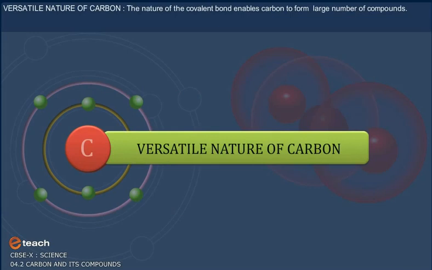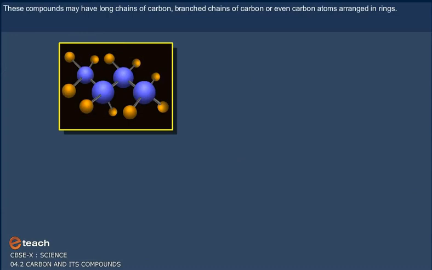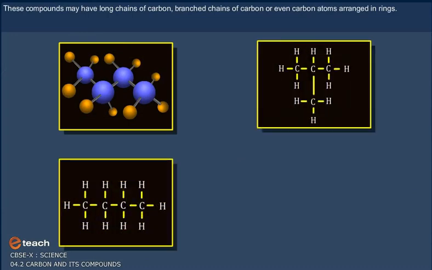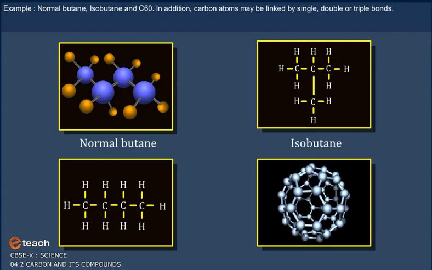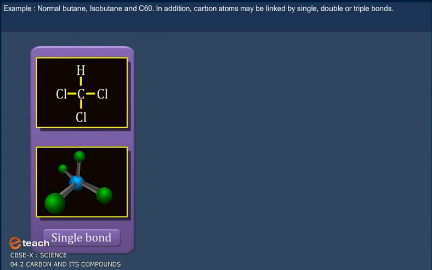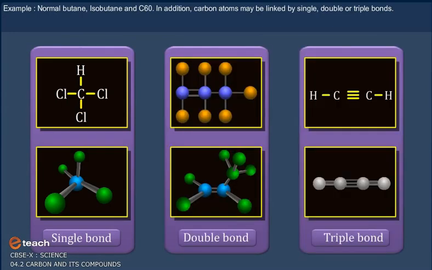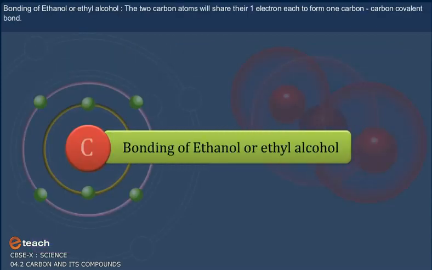Versatile nature of carbon. The nature of the covalent bond enables carbon to form a large number of compounds. These compounds may have long chains of carbon, branched chains of carbon, or even carbon atoms arranged in rings. Example: normal butane, isobutane, and C60. In addition, carbon atoms may be linked by single, double, or triple bonds as well.